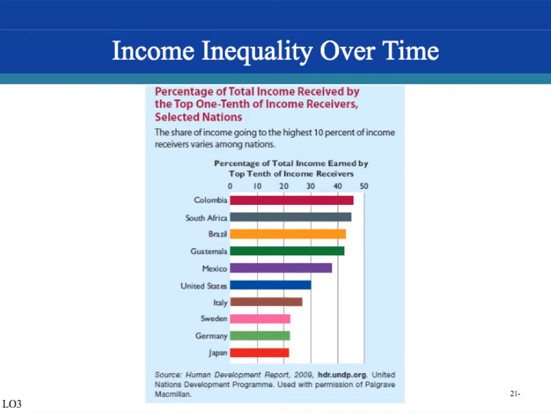So we can see some inequality going on here. So in Colombia, almost 50% of total income goes to the top 1/10 of income receivers. Whereas in Japan, that number drops to just above 20%. So there's a lot more inequality in Colombia and South Africa, for example, than there is in Sweden, Germany, or Japan.